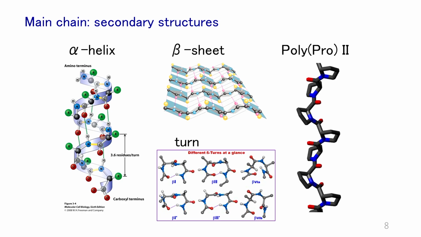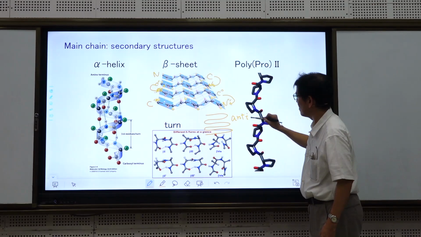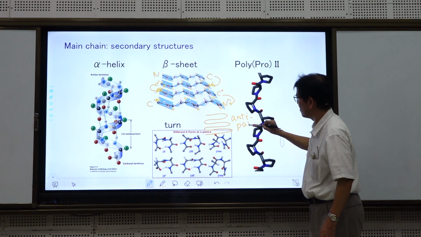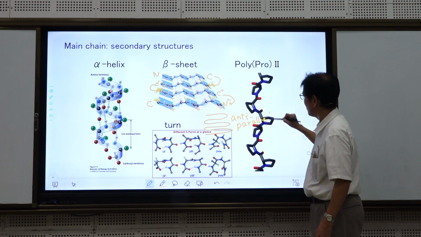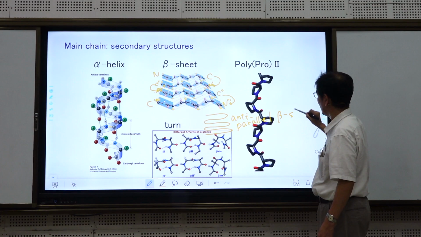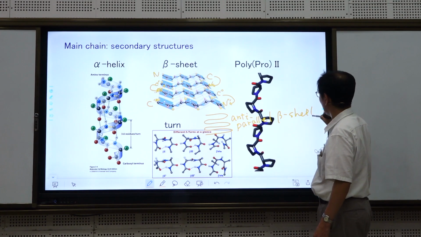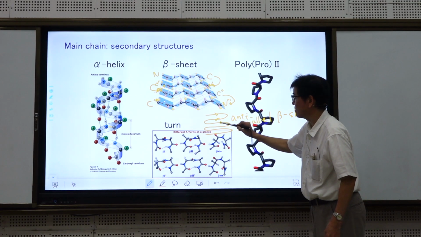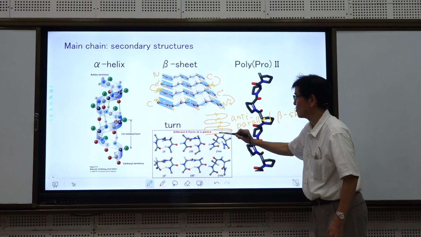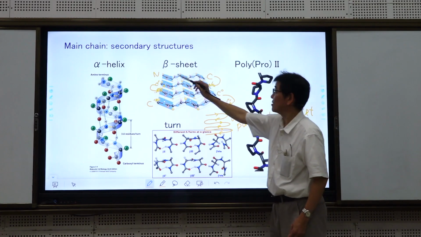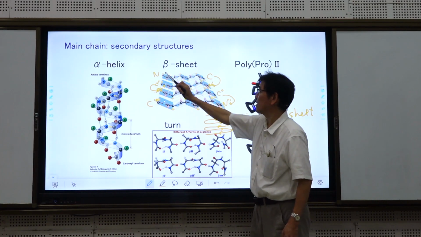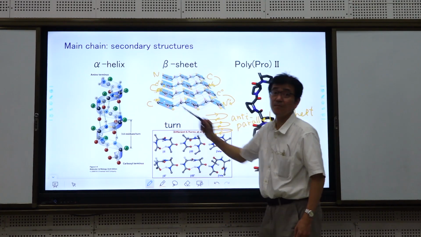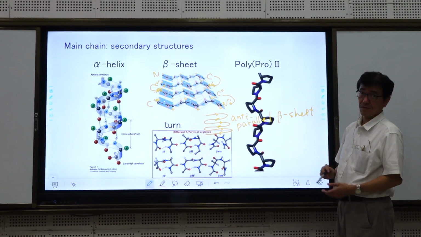This is so-called anti-parallel beta sheet structure. This is anti-parallel, right? The direction from N to C is opposite. N to C, N to C, N to C, N to C. This is the so-called anti-parallel structure.